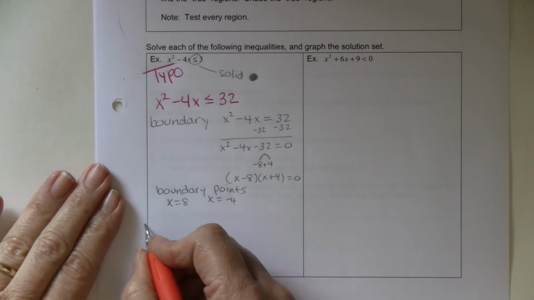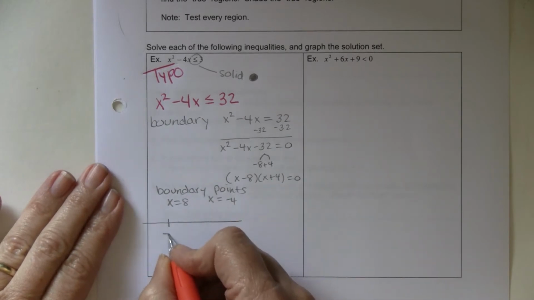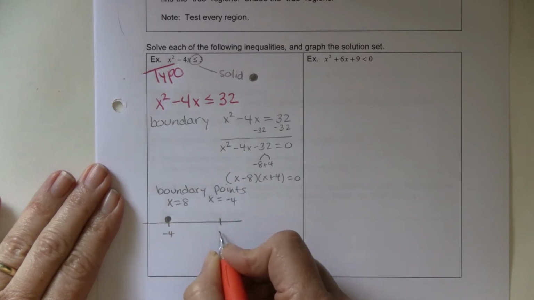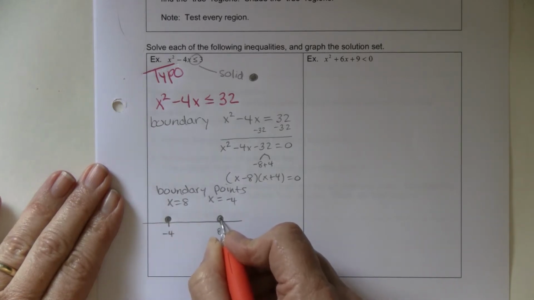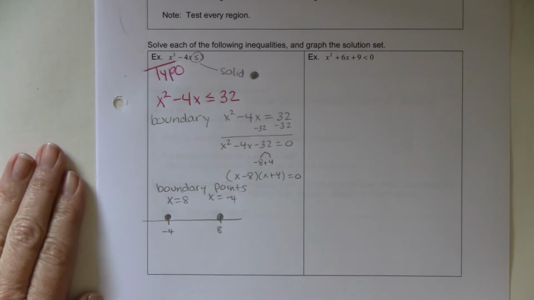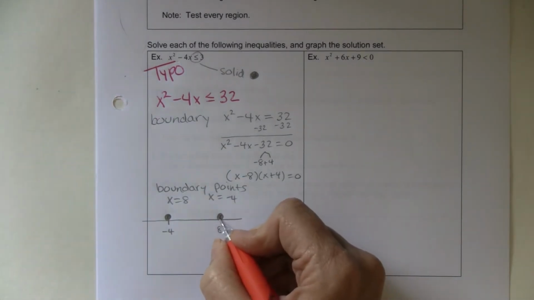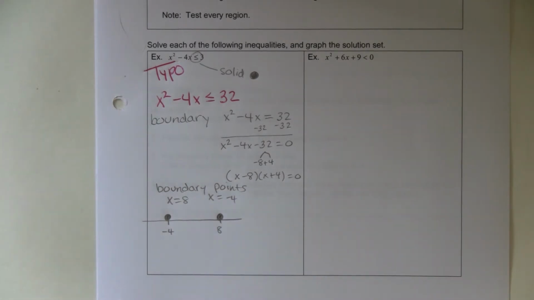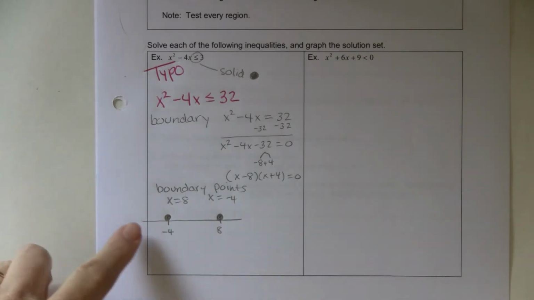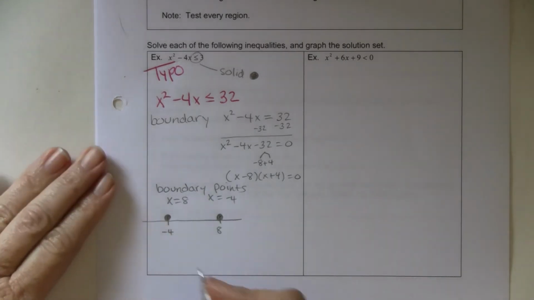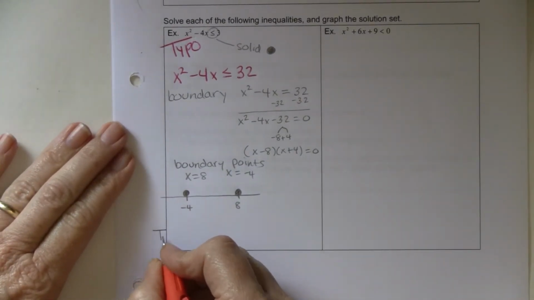So I'm going to put this on my number line, and you want to put these in numerical order. You don't get to just put them in whatever order you want. So I've got my solid circles. Now I want to know, for my original inequality, x squared minus 4x is less than or equal to 32, is something in this region, like -5, a solution? This is where I'm going to do my test points.